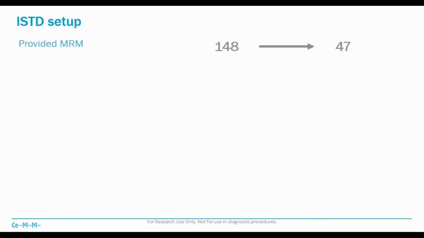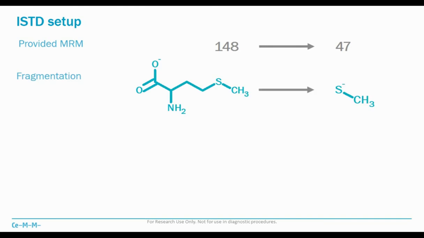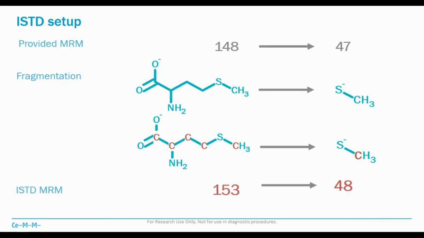So what we needed to do was manually calculate all the MRMs for these internal standards. First, we looked at an example for one amino acid. We looked at the MRM provided in the method. Then we looked at the fragmentation pattern, so the structural formula of the intact molecule and of the fragment. Then we calculated the number of carbons in the fragment and in the precursor molecule, and added that number of carbons to the MRM to get the MRM pair for each internal standard.